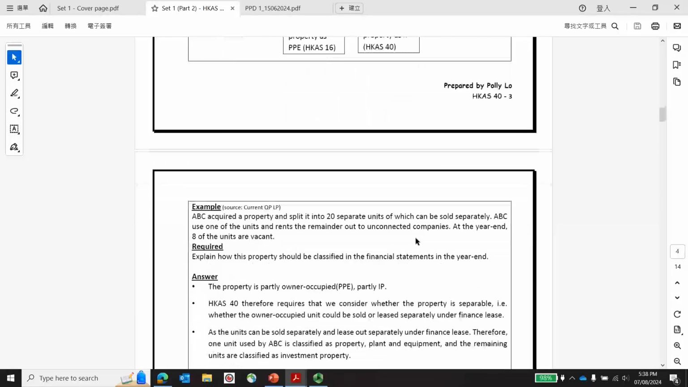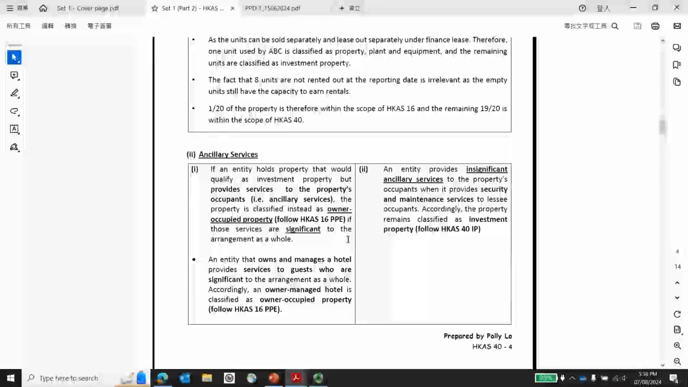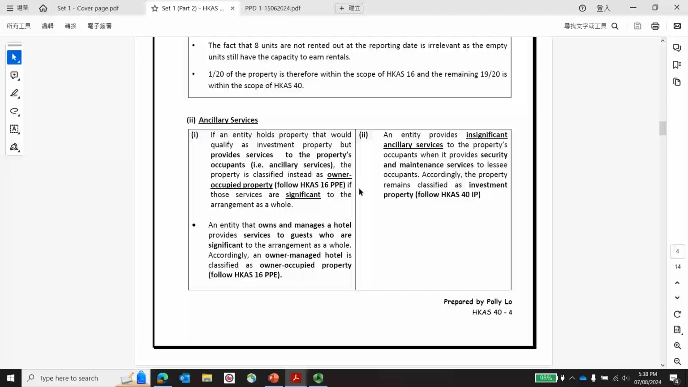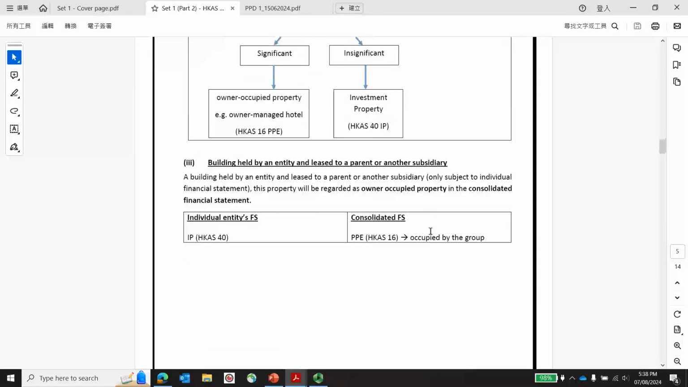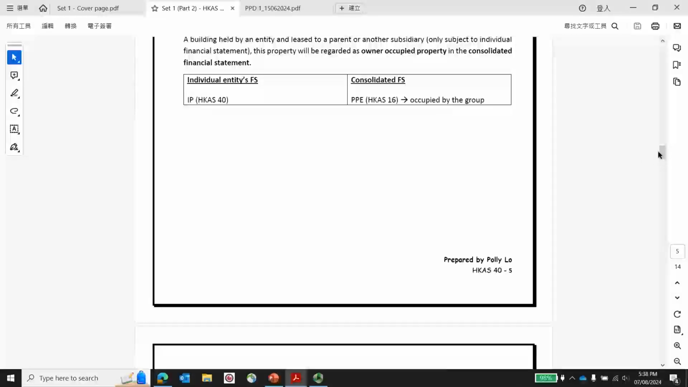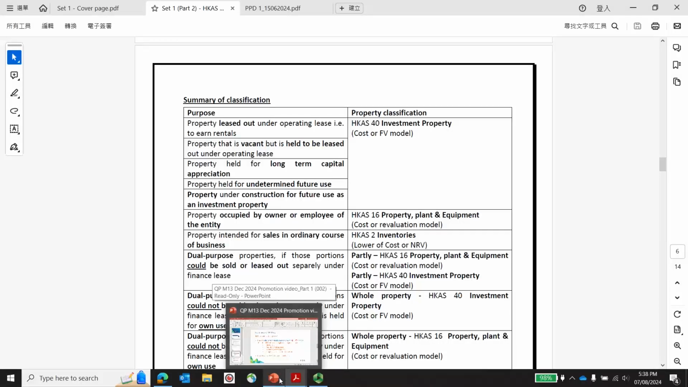The other thing is I will use some simple examples as a demonstration of the accounting concepts, and summarize the key points using a table here. Once again, decision-making tree here. And just like this one, I will summarize the key concepts in a table so that you can have a better understanding of the accounting concept. So this is how my knowledge notes look like.